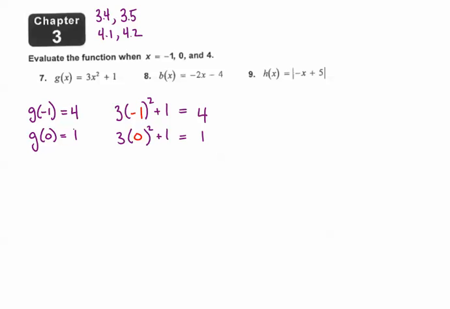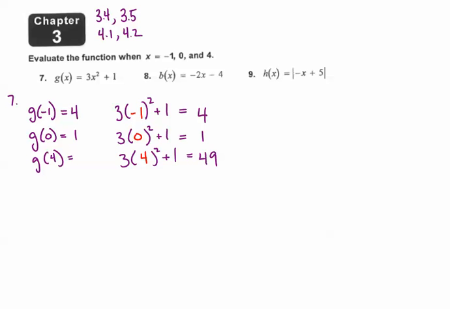That's what it means when it says evaluate the function g of x in this case, when x is negative 1, 0, and 4. We want to find out what g of negative 1 is, what g of 0 is, and what g of 4 is. So in each case, we're going to put a placeholder there for the x value. In this case, the x value will be 4. Order of operations tells us square first. So 4 times 4 is 16, times 3 is 48, plus 1 would be 49. And so that is number 7.